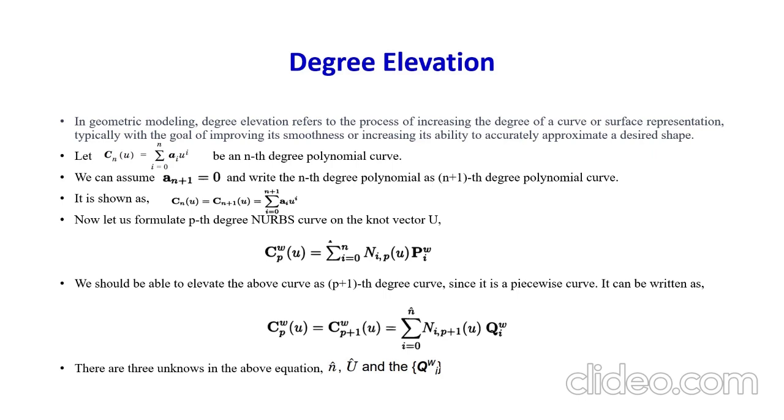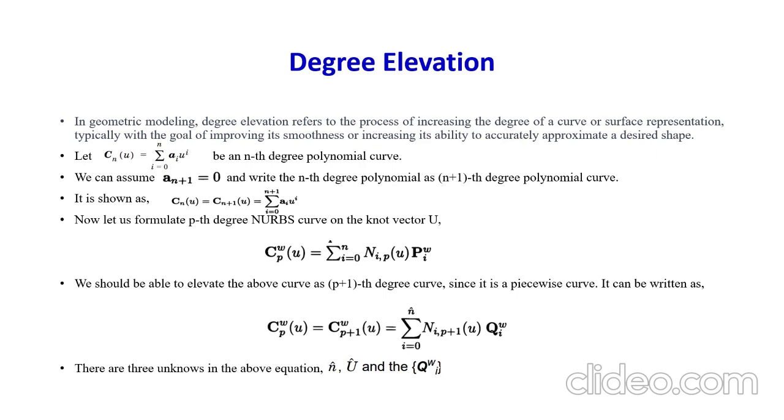Let us assume Cn of u is equal to summation over i equal to 0 to n of ai u power i, be an nth degree polynomial curve. We assume that a_(n+1) equal to 0, and we can write the nth degree polynomial curve as an n plus 1 degree polynomial curve.